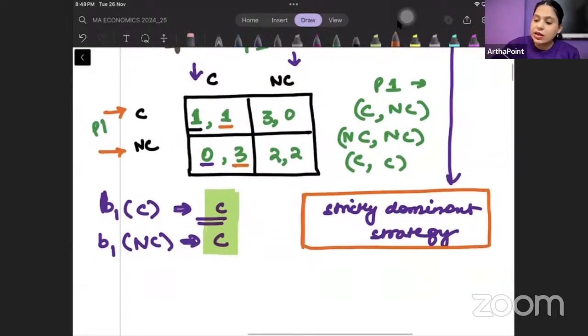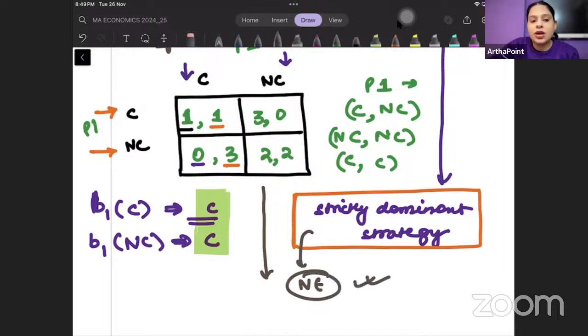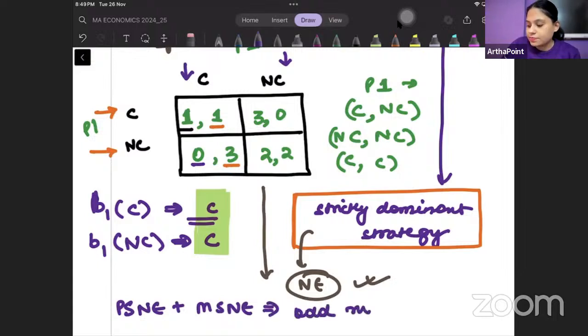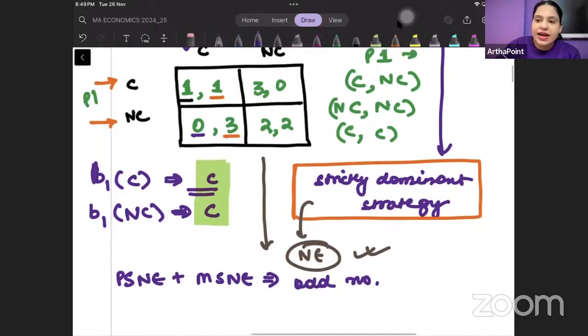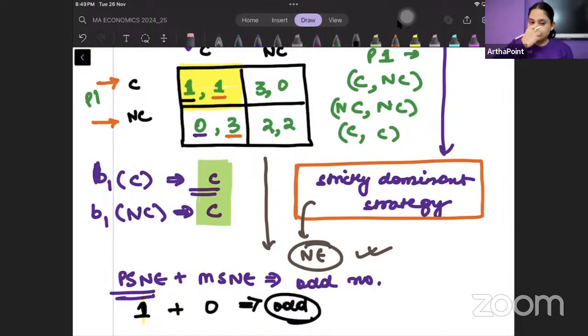And what else did we see? We saw that whenever we have such games, when we have a strictly dominant strategy, that becomes the Nash equilibrium. That also we saw. And we saw that the number of pure strategy Nash equilibria plus mixed strategy Nash equilibria will always be odd. So it means that if I have got one pure strategy Nash equilibrium, there will be 0 mixed strategy Nash equilibria to give me an odd number.